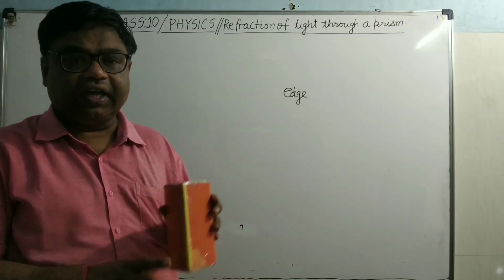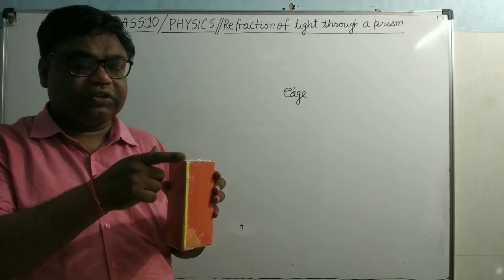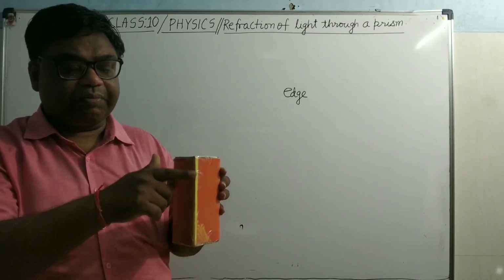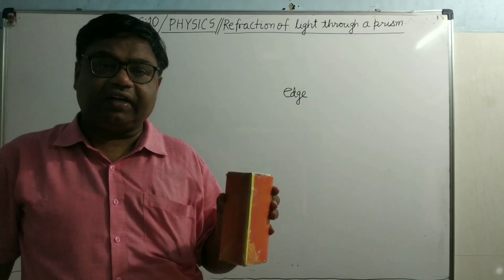What is the refracting edge? It is the line along which the refracting surfaces meet. One refracting surface is this, the other is this. They are meeting along this line, so this is the refracting edge.